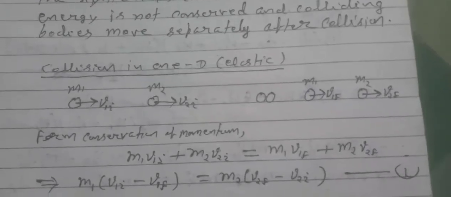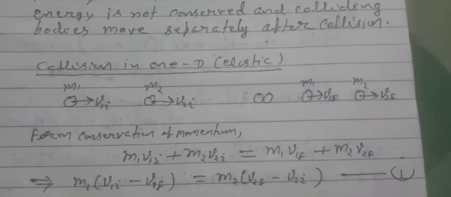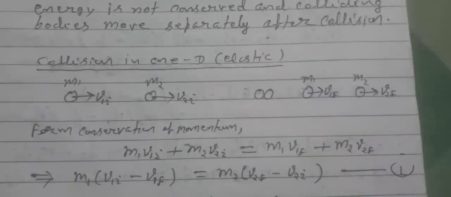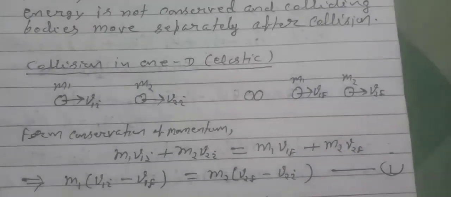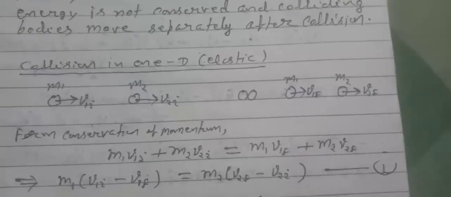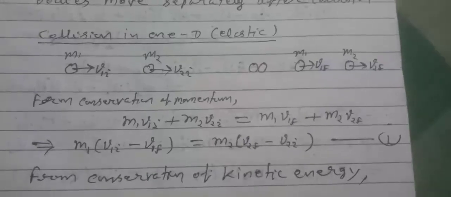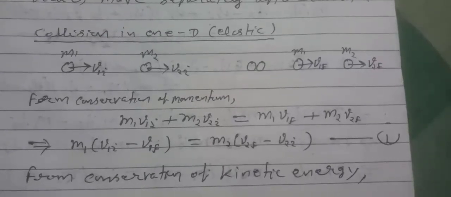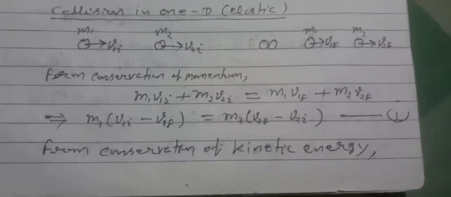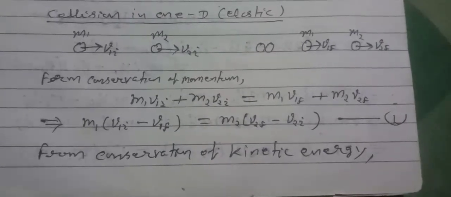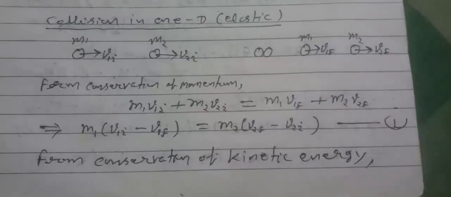Collision in 1D. Elastic. Consider two bodies m1 and m2 moving with velocities v1i and v2i. After some time they collide, and after collision their velocities become v1f and v2f. Then from conservation of momentum, m1 v1i + m2 v2i = m1 v1f + m2 v2f. This implies m1(v1i - v1f) = m2(v2f - v2i).